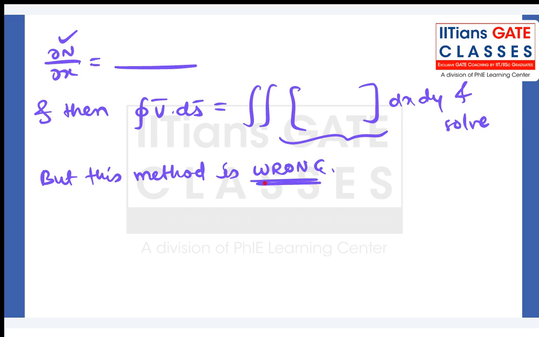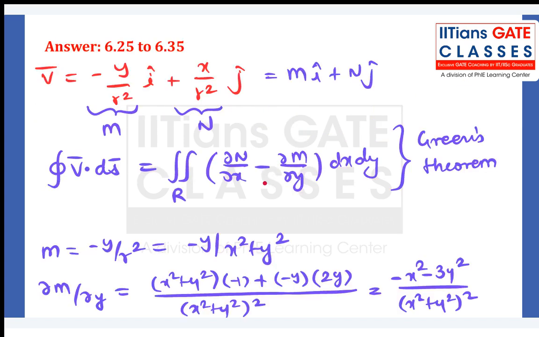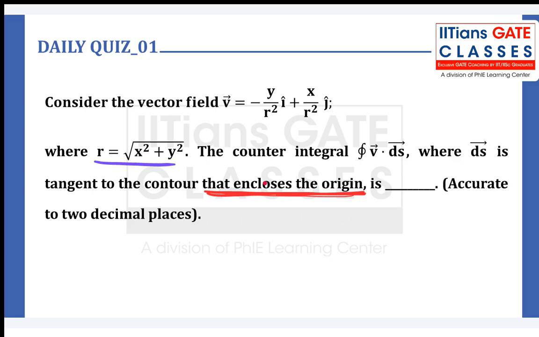The reason is, you know, what they are telling you is that your contour encloses the origin. Origin means 0 comma 0. Okay, and if you put 0 comma 0, what happens to your vector field?